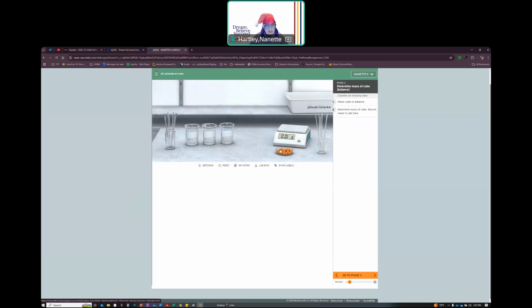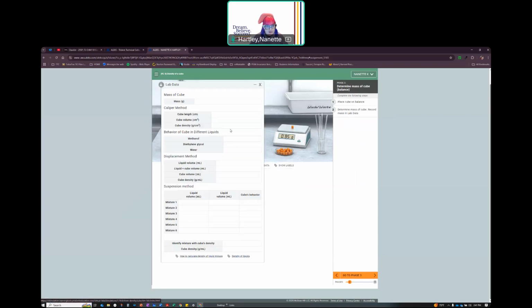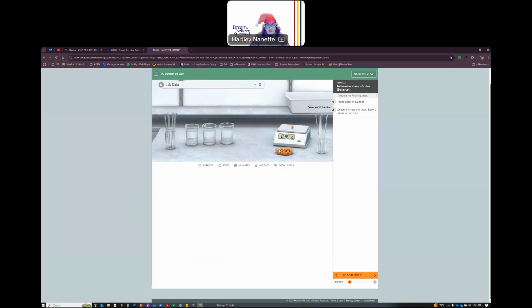Okay. So we're going to place the cube on the balance. I'm going to tare it first and place the cube on there. 0.95. I have taken care of that, so I can go to the next phase. It says use the caliper to pick up the cube. So I've done that, and I see that it is 0.999.